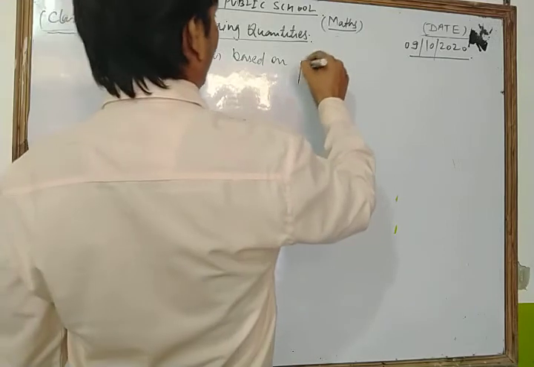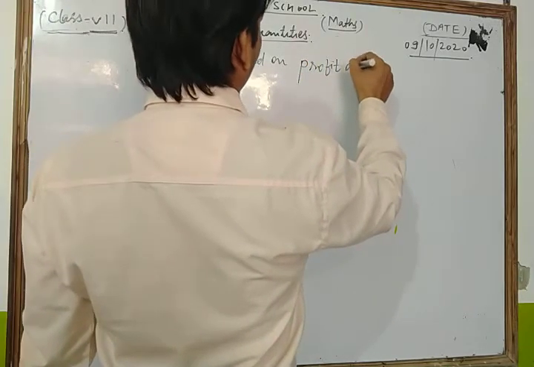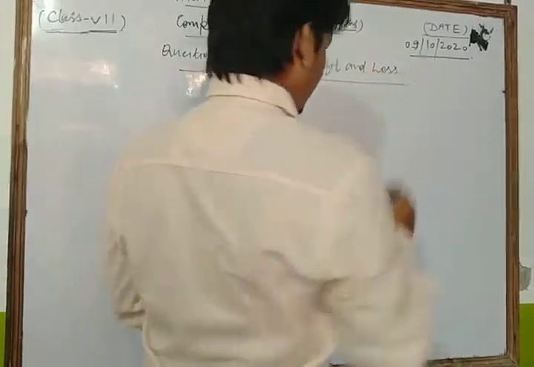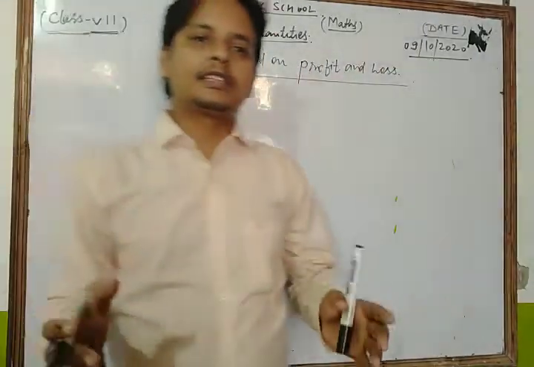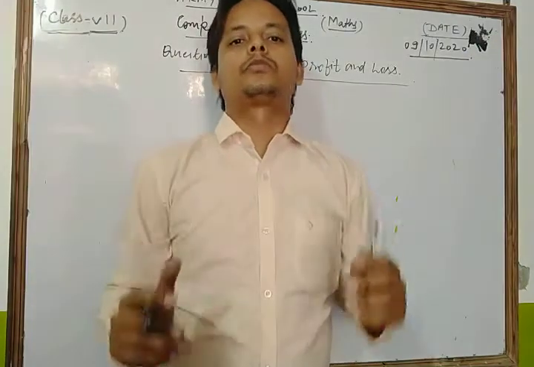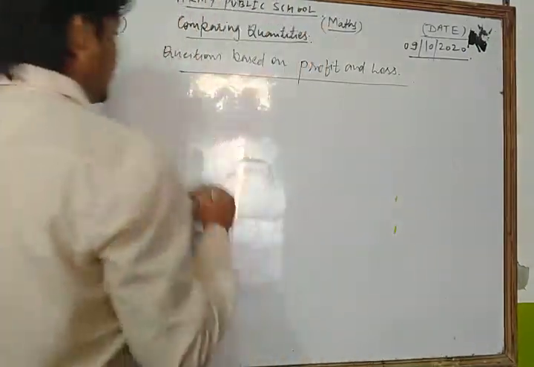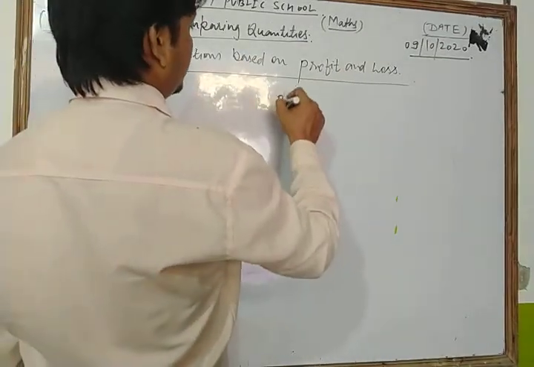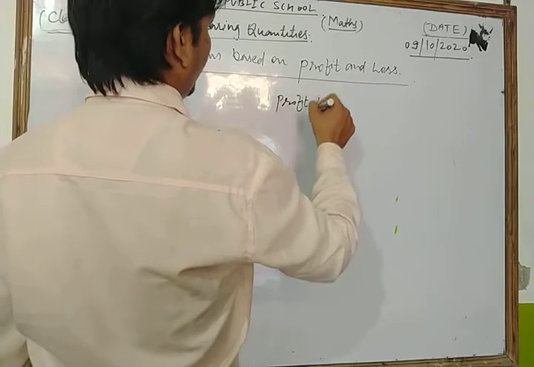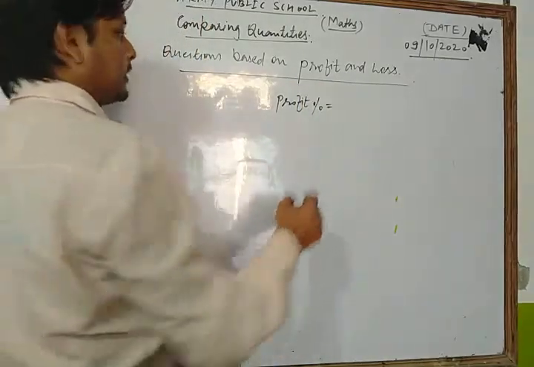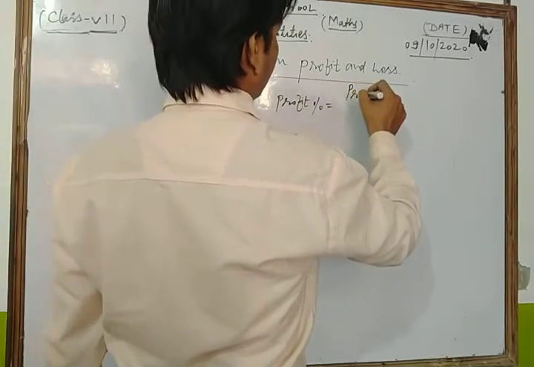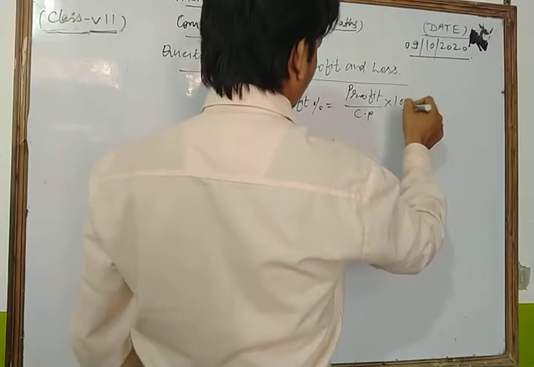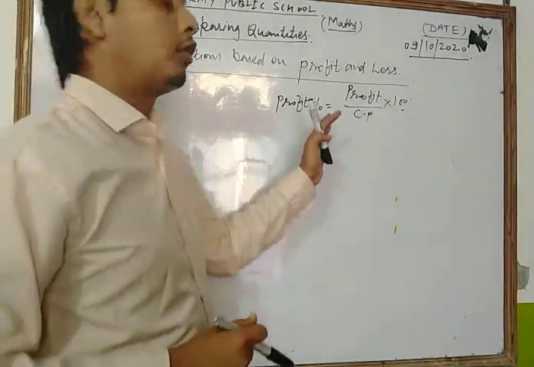based on profit and loss. Dear students, in the previous class we discussed some important formulas related to profit and loss. In that class we discussed the formula for the profit percent. You know that the formula for the profit percent is: profit upon cost price into 100. This is the formula for the profit percent.